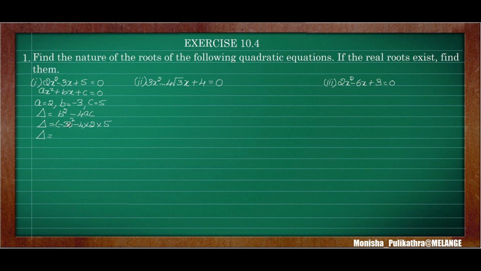So delta is equal to minus 3 whole square, which is minus 3 into minus 3. 3 3s are 9, minus 4 2s are 8, 8 5s are 40. Here delta will be equal to 9 minus 40, which is minus 31. So what happened? Here the discriminant is less than 0. Since it has a negative sign, it is less than 0. In this case, it has no real roots. If delta is less than 0, then it has no real roots.